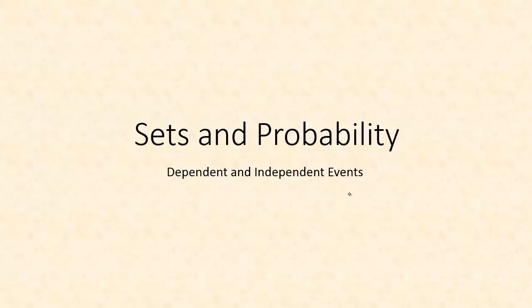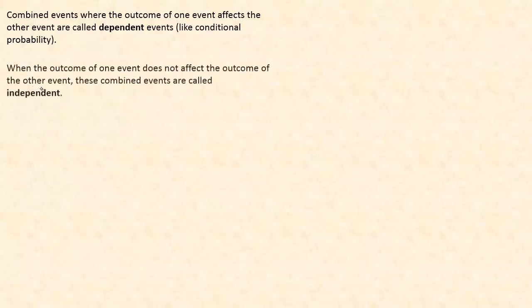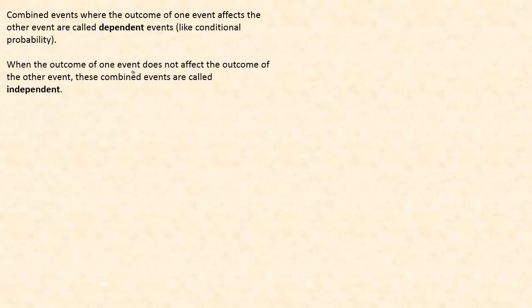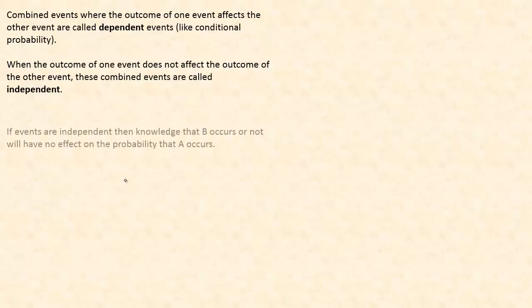Dependent and independent events. Combined events where the outcome of one event affects the other event are called dependent events, like conditional probability. When the outcome of one event does not affect the outcome of the other event, these combined events are called independent. Actually, we have to be just a bit careful there.